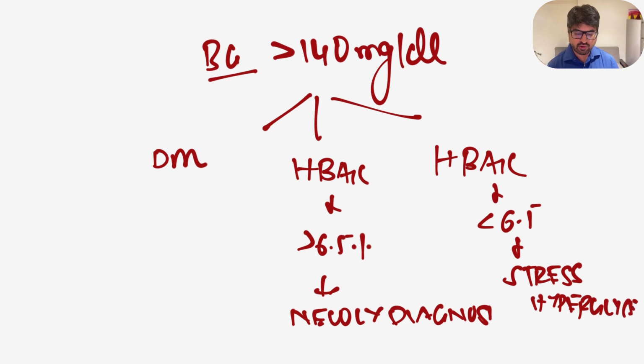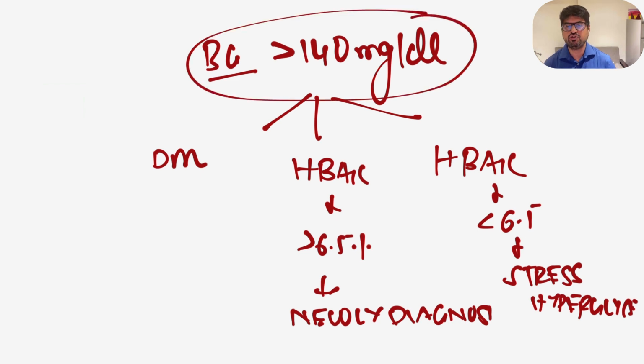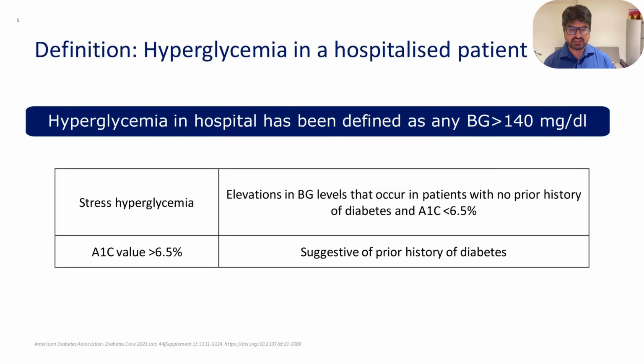So this is the first step in terms of understanding the definition. Any blood glucose more than 140 is considered to be hospital hyperglycemia. It could be in patients already having diabetes mellitus. It could be in patients who have diabetes but do not know that they have diabetes. This was very common during the COVID period. Or it could be the patient did not have diabetes, but developed stress hyperglycemia, or in some cases because of glucocorticoids or steroids or inotropes, the patient developed hyperglycemia, right? So this is the definition as we saw earlier, right?